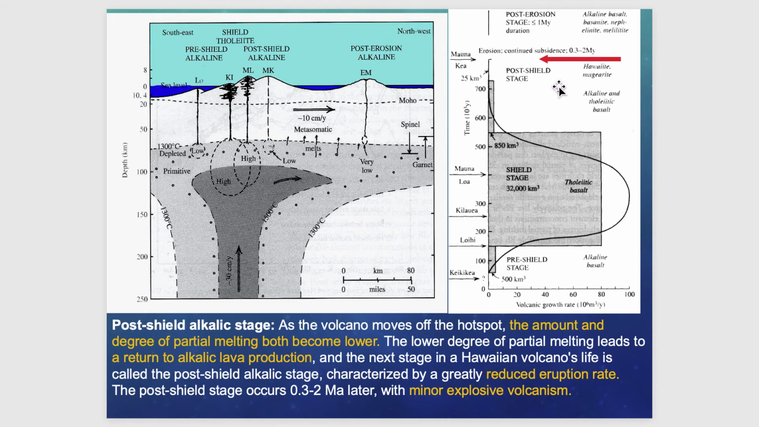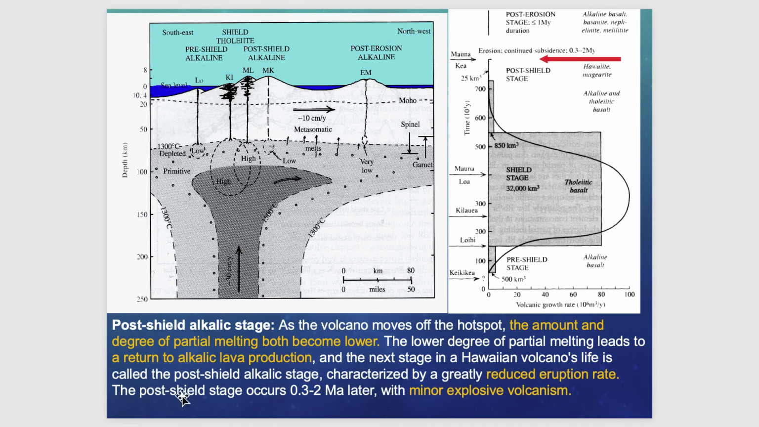So it will be an alkaline tholeiitic basalt, so usually quite potassic magmatism. So the post-shield is an alkalic stage, and the amount and degree of partial melting becomes relatively low. So you have a return to alkalic lava production, and so you end up having sort of minor explosive volcanism as a consequence of this process, and of course a reduction in the eruption rates.